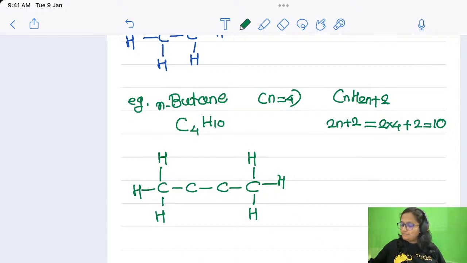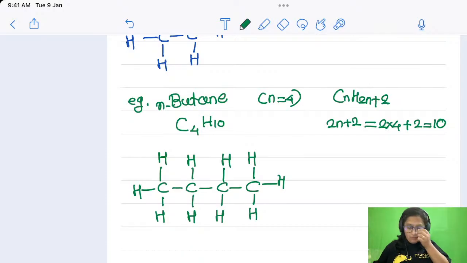And then what about the middle two atoms? They are already attached to 2 lines. This carbon is attached to 1, 2. This carbon is attached to 1, 2. That means we need to satisfy only 2 lines. So 1 up, 1 down, 1 up, 1 down. Satisfy them by hydrogen atoms. So this is the complete structural formula for N-butane.